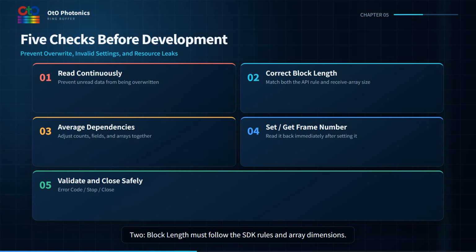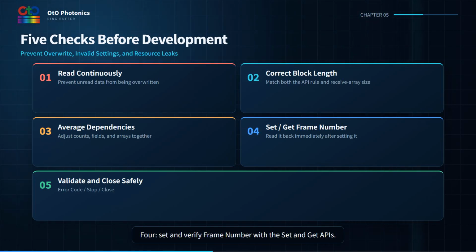Second, block length must follow the SDK rules and match the dimensions of the receiving array. Third, average changes both the output count and the meaning of the leading fields. The receiving array and index checks must be adjusted accordingly. This tutorial focuses only on pixel 0 and pixel 1.